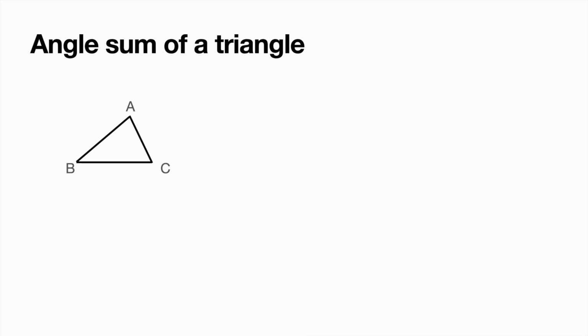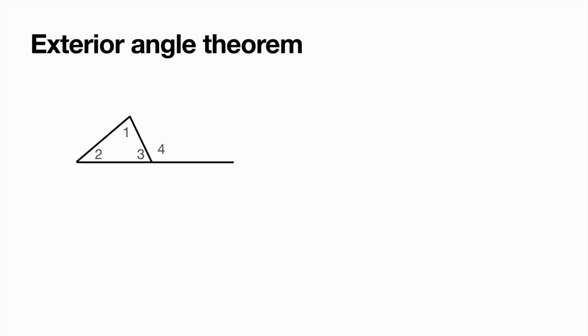So suppose you see a triangle like this, ABC. We know that angle A plus angle B plus angle C equals 180 degrees. This is true for any triangle. So the three interior angles add up to be 180. Let's see an application of this.